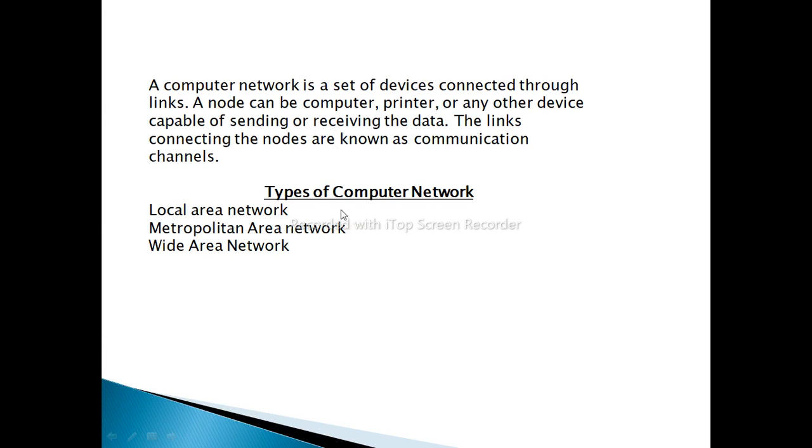We have a few types of computer network. To understand computer network, we need to understand what are the types of computer network, where we use different kinds of computer networks, and which devices are used inside different computer networks. So we have LAN, MAN and WAN: local area network, metropolitan area network and wide area network.